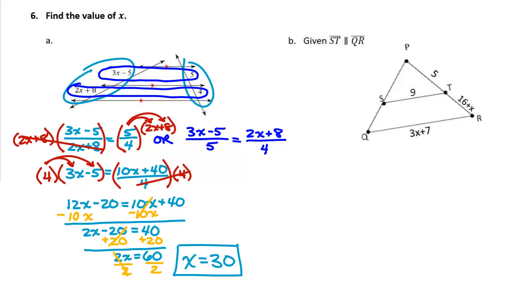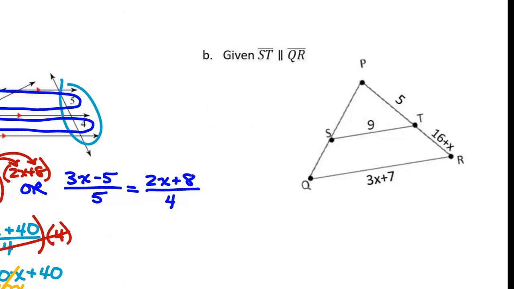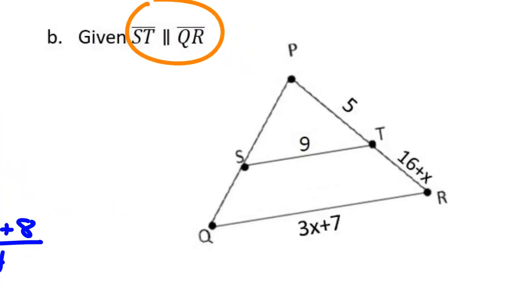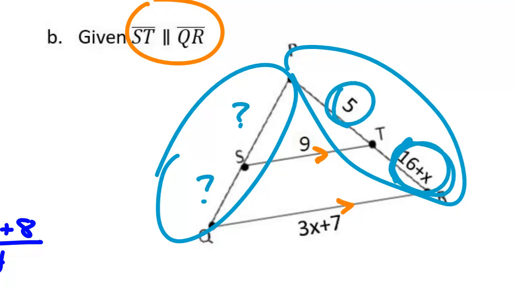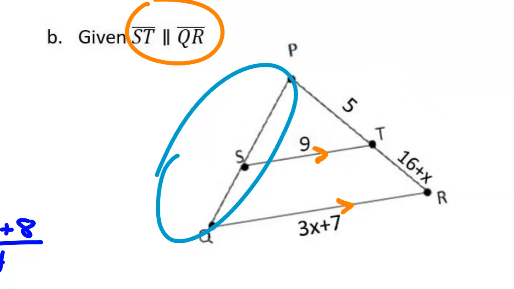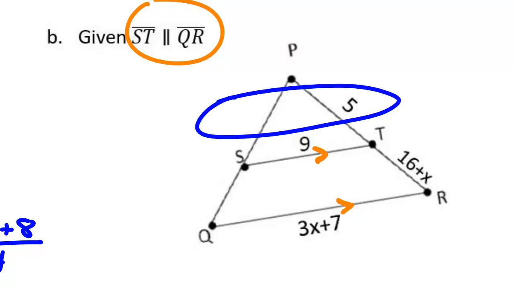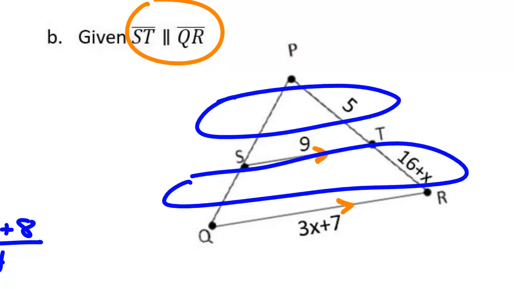Part B. We know that ST and QR are parallel because it tells me right there. Can I do this one like part A? Can I set up fractions like this? I've got both of these pieces, but I don't have these parts. So I can't set it up like the light blue on part A. Can I set it up like the dark blue on part A, where these would be my fractions? No, because again, I still don't have these pieces.